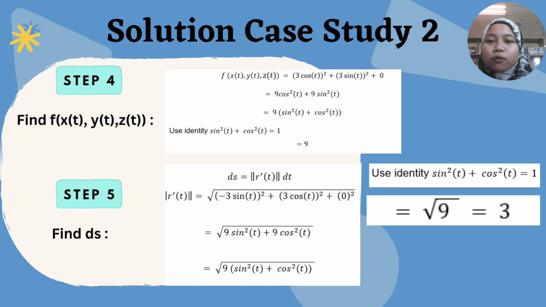For step 4, we find f(x(t), y(t), z(t)), where we substitute the parametric equation into the function x squared plus y squared. When we calculate it, we get 9 as the answer. Step 5, we find ds, where ds equals the norm of r prime t dt. To find the norm of r prime t, we take the square root of (dx/dt) squared plus (dy/dt) squared plus (dz/dt) squared. When we calculate it, the answer is 3.